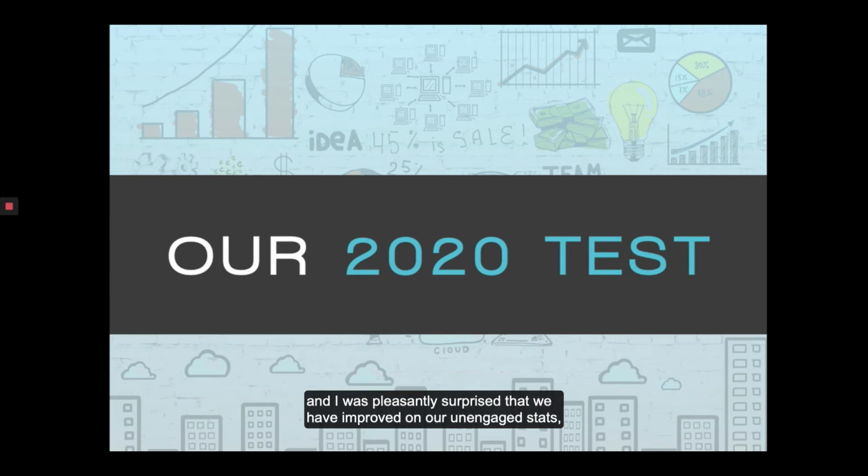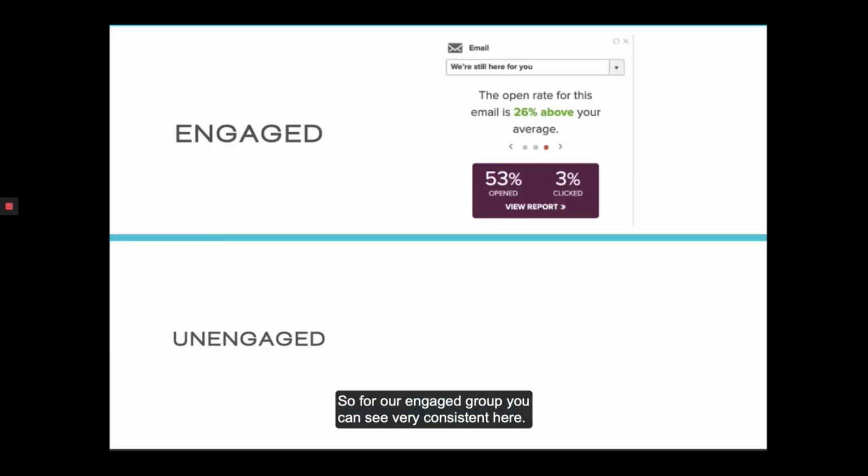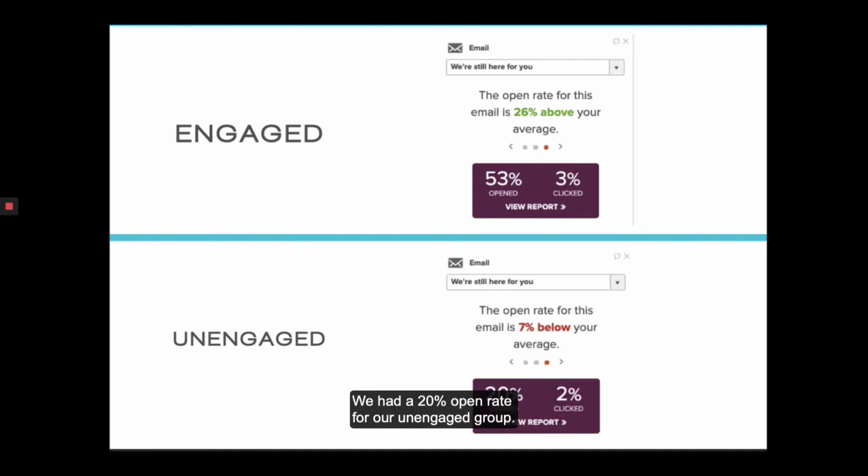And I was pleasantly surprised that we have improved on our unengaged stats, which is fantastic because we have been splitting this audience out. So for our engaged group, you can see very consistent here. This 53% was pretty much in line with what we had with that last one, right? For the 52 point something percent, I've forgotten already. So really great result, really happy with that, 53%. Now for our unengaged group, I was pleasantly surprised, I'll be honest, that we had a huge jump. We had a 20% open rate for our unengaged group.